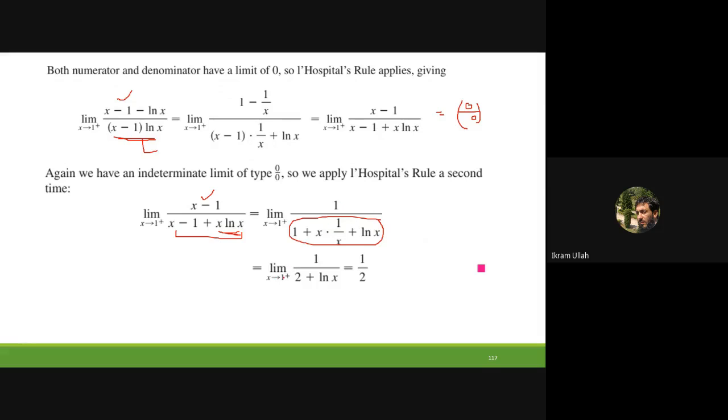Now applying the limit, the 2 times cancel out. So 1 plus 1 is 2, plus ln of x. Now applying the limit, ln of 1 is 0, so this is 0, and we get 1 by 2. So the limit of this function is equal to 1 by 2, which is a finite number. And we also mentioned that this limit may be a finite number.